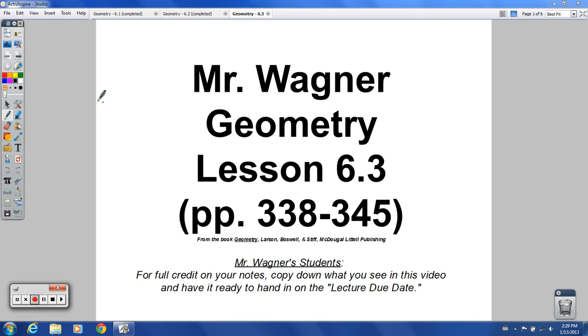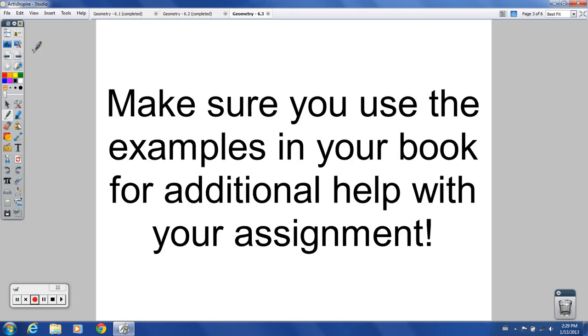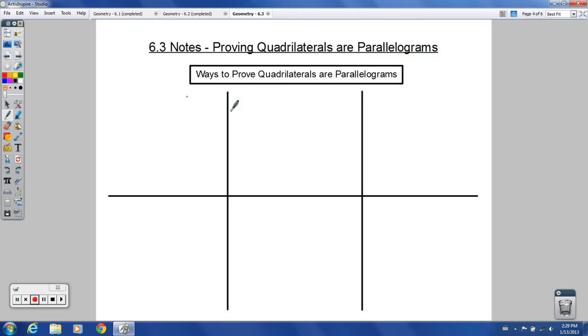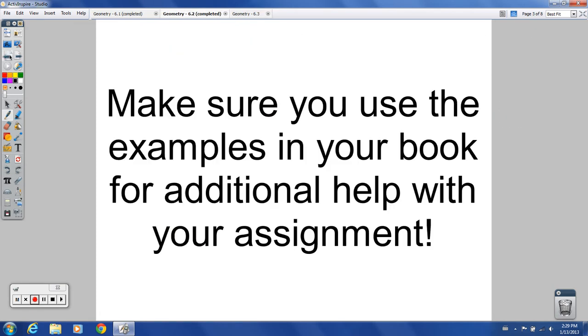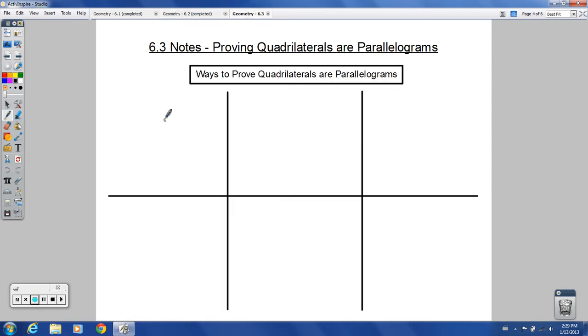It can be found on these pages in your books. Really no new vocabulary to learn here. It's essentially going to be the converse of what we saw in 6.2, so I'm going to refer back to 6.2 a bit here. If we look back at this, we're going to say let's now assume that you're not starting with a parallelogram, sorry, you're starting with a quadrilateral, and see if you can prove that it is actually a parallelogram. What can you use to help prove that it is actually a parallelogram?